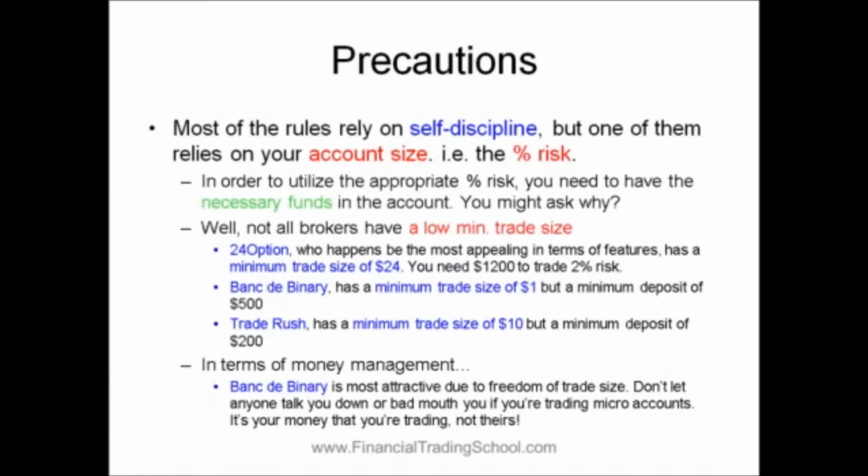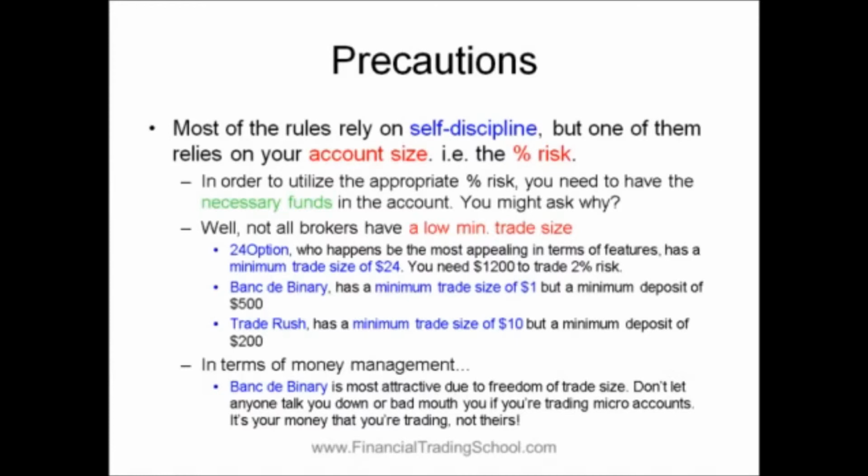Some precautions to take into account. Most of these rules rely on self-discipline, but one of them relies on your account size, i.e. the percent risk. In order to utilize the appropriate percent risk, you need to have the necessary funds in your account. And you might ask why. Well, not all brokers have a low minimum trade size, so my 3 recommended brokers are 24 Option, Bank to Binary, and Trade Rush. 24 Option, which happens to have the most appealing trade features, has the highest minimum trade size of $24. So if you were to risk 2% per trade, $24 divided by 2% risk is $1,200. So you need to have a balance of $1,200 in order to trade 2% risk.